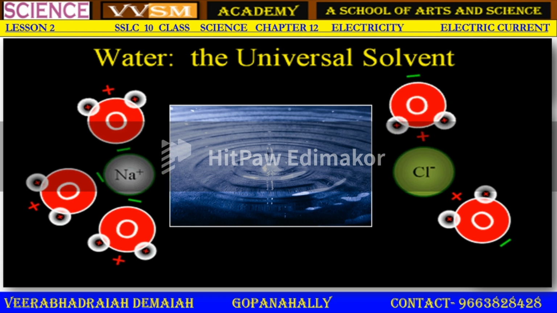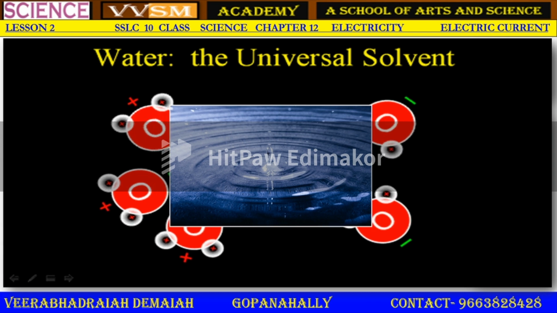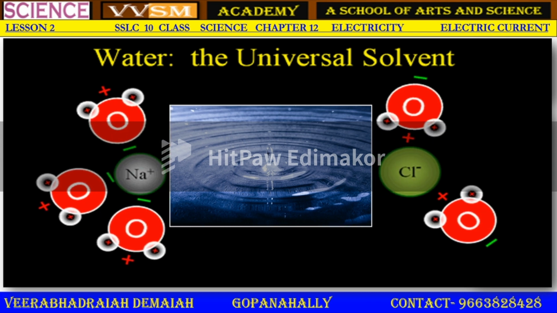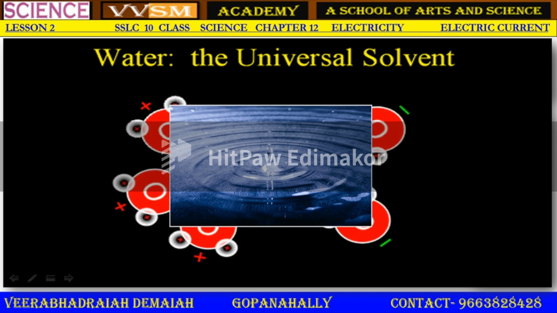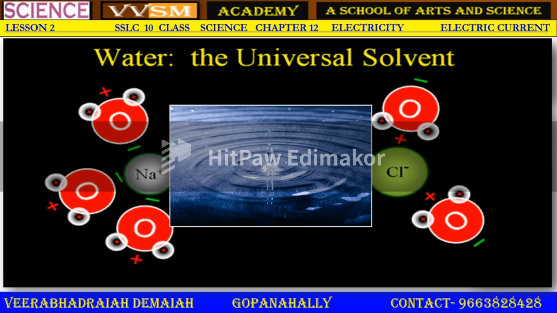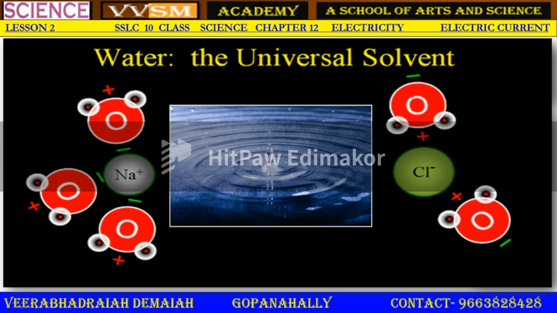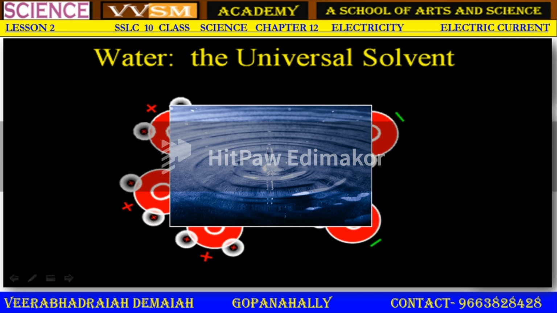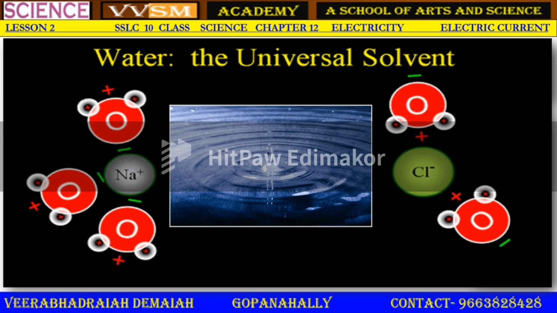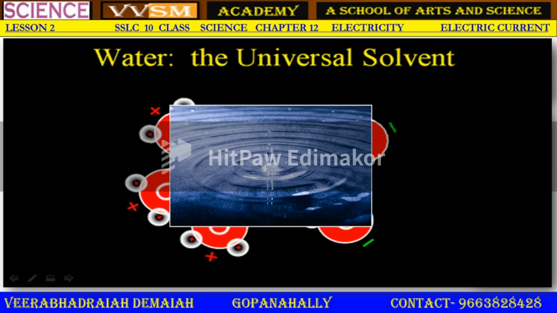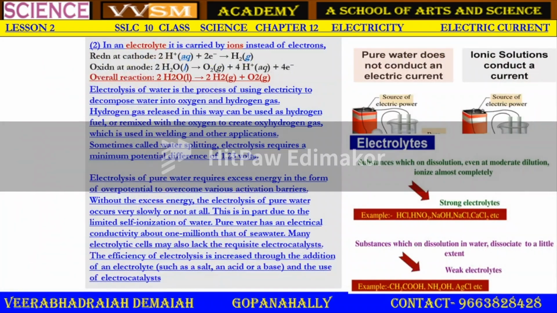Water, the universal solvent. You know that. Water is a universal solvent. Almost all substances which are dissolved in water give ions, positive ions, negative ions, etc. Well, friends, in an electrolyte, current is carried by ions instead of electrons.